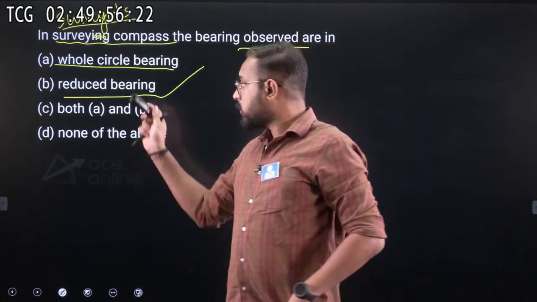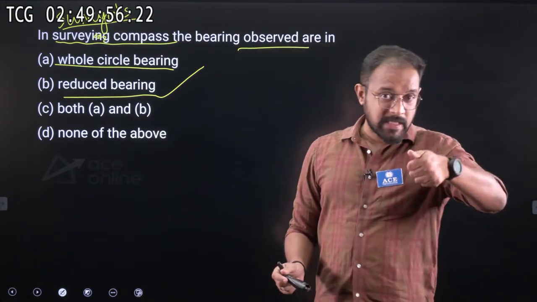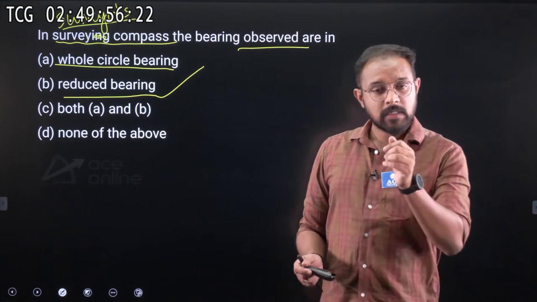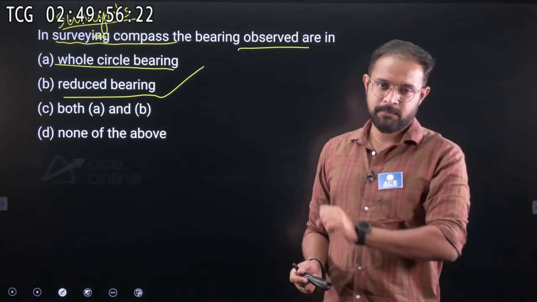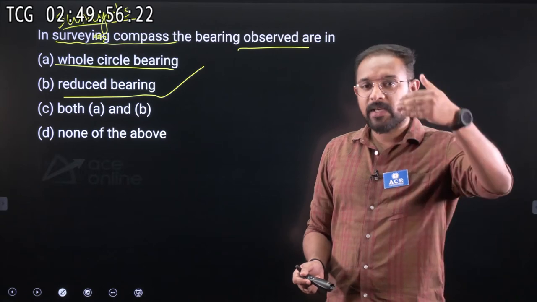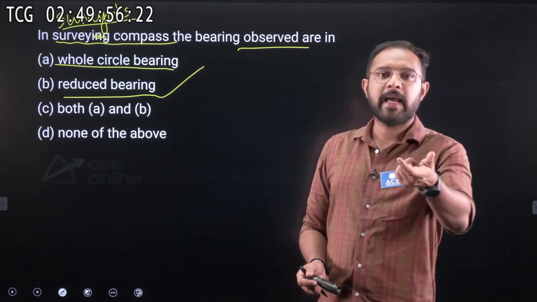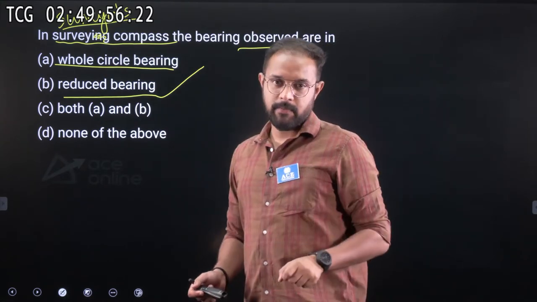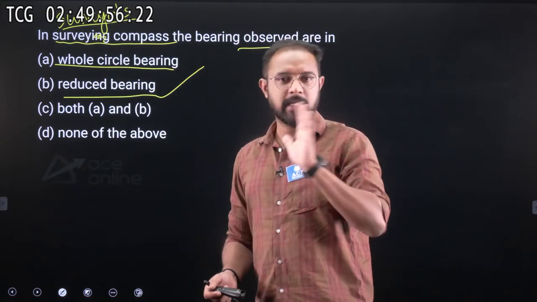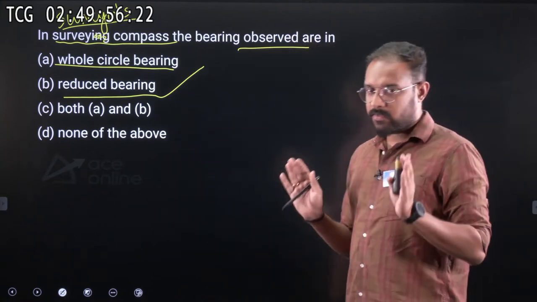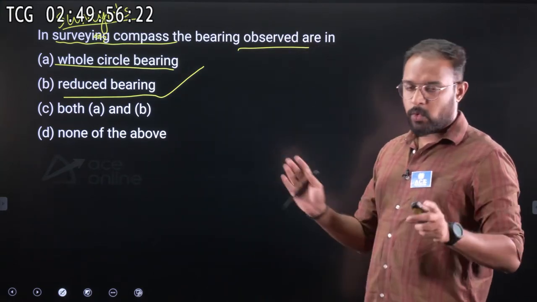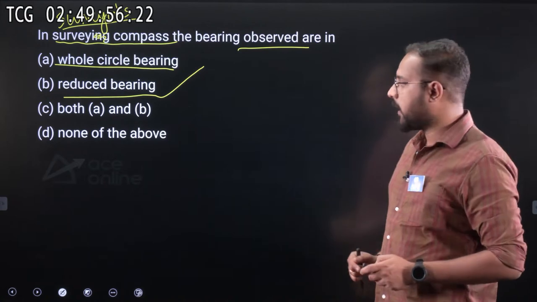In the prismatic compass, all graduations are inverted. Why? Because for readings we look through a prism. The prism will give us an inverted image, so to see that particular image direct, the graduations have to be inverted. But in the surveyor's compass, nothing like that. So some differences we discussed. Very important. I told you one tabulation. Go through that tabulation 2-3 times.